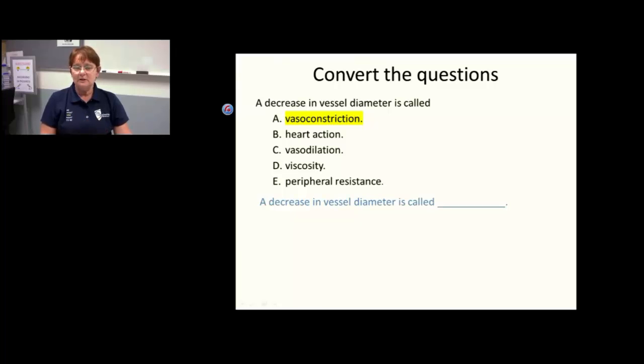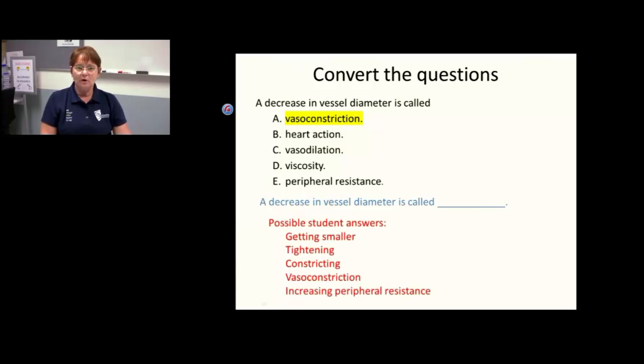So your first impulse, or my first impulse, is to simply write the question without the answer on the end. A decrease in vessel diameter is called. Now, if you think about that for a while, there's a number of things that students could say to that. They could say that decreasing the diameter will cause the vessel to get smaller. It's correct. It could be called tightening or constricting. It could be the correct answer, or they could take it a step further and say that this decrease in vessel diameter will actually produce increased peripheral resistance, which shows a lot of knowledge but isn't necessarily the answer you were looking for.